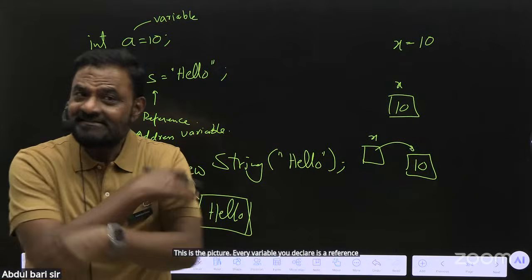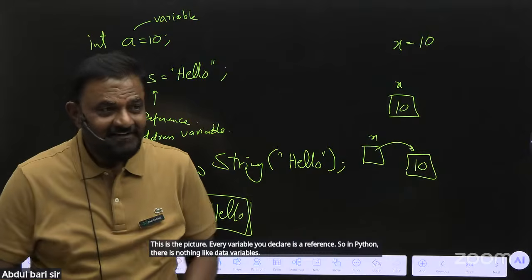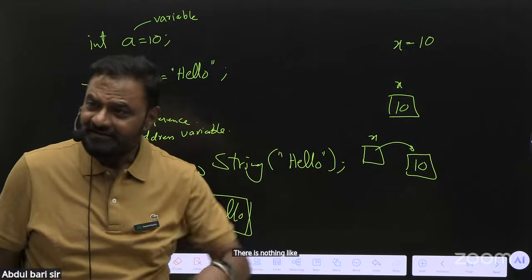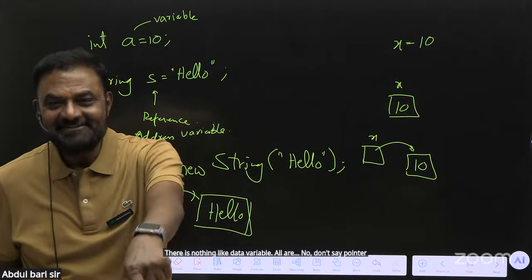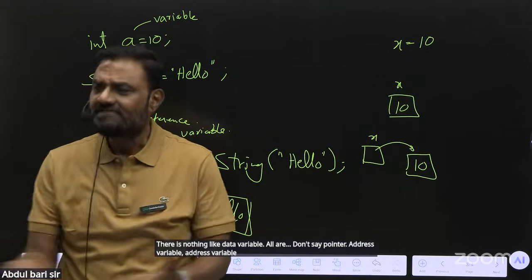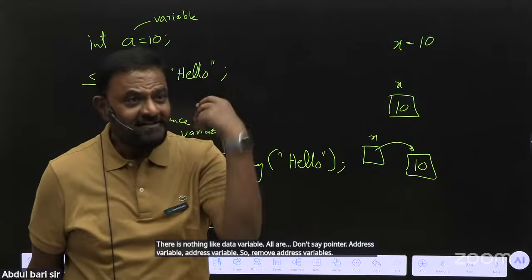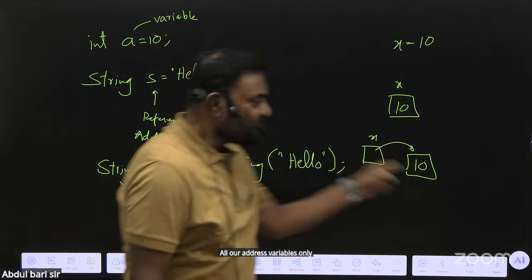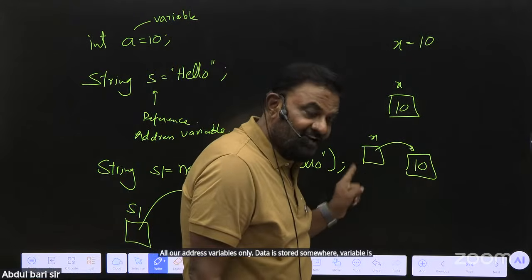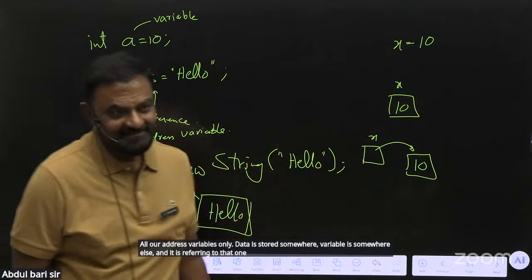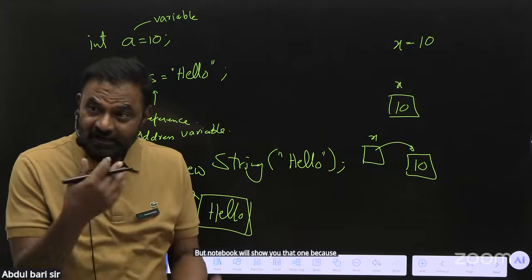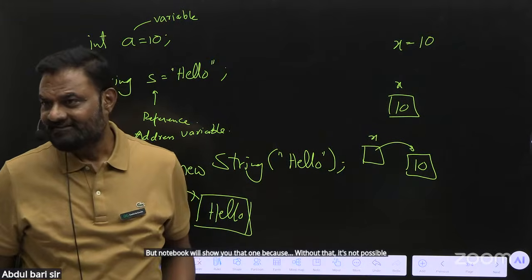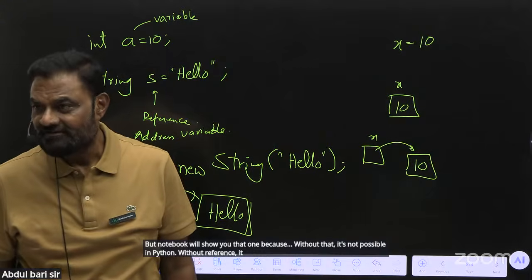So in Python, there is nothing like data variables. All are address variables. No, don't say pointer, address variable. Data is stored somewhere, the variable is somewhere else, and it is referring to that one in Python. But no book will show you that, because without reference, it's not possible at all in Python.